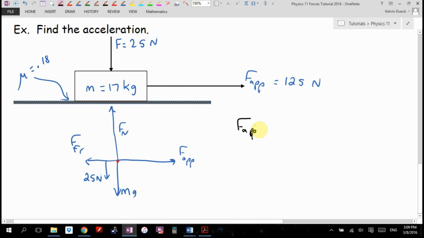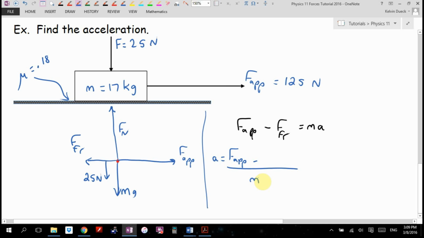Who's losing? What does that always equal? You okay with that? F applied minus friction. Drake, he wants me to find A, how would I get the A by itself? Divide by M, nice. You awake?